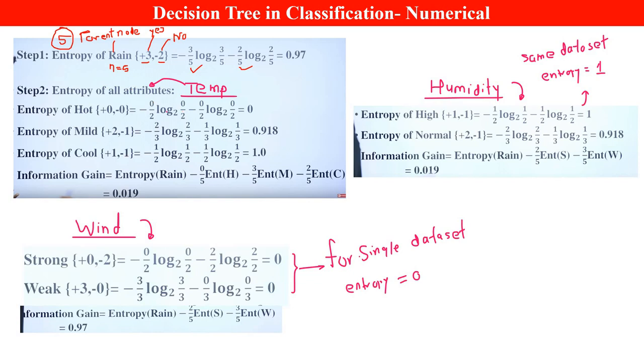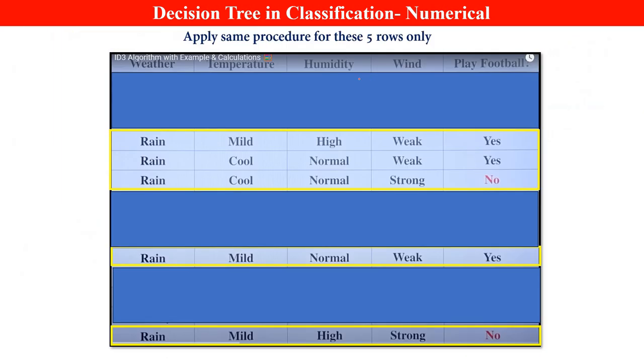So now after that we have the children node as temperature. So hot is not coming. If you see here in temperature, the hot is not there. Only mild and cool are there.